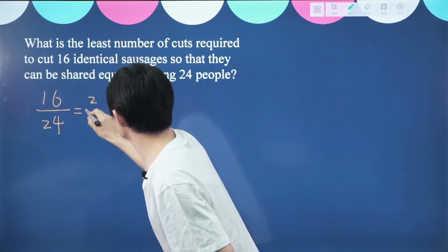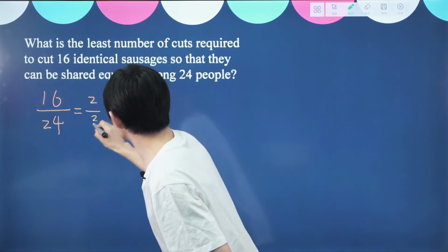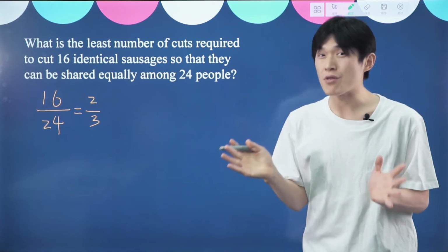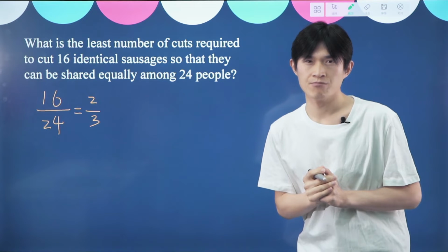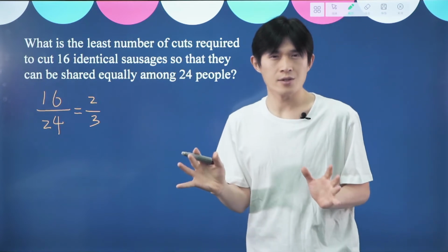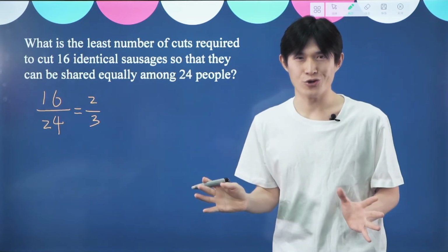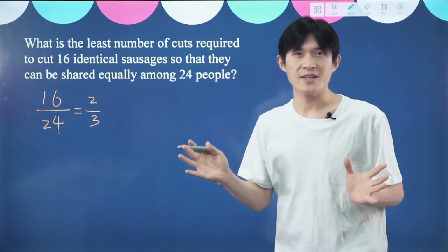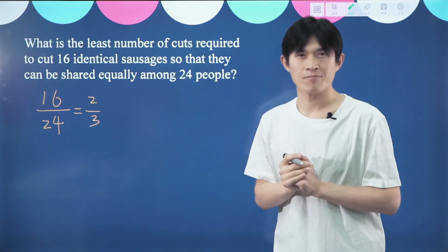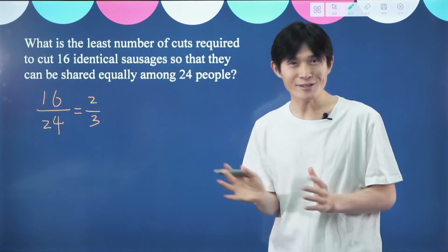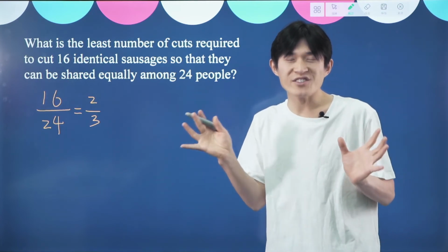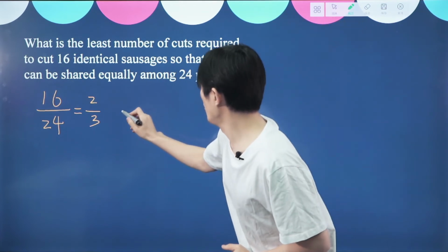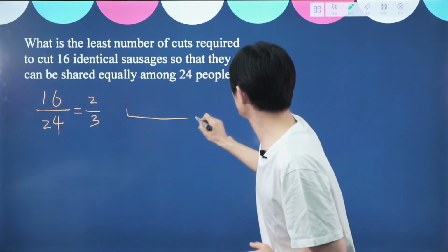We try to use the simplest fraction to express it. So we have 2/3. So each person will have 2/3 of the sausages. That means no one gets one whole sausage. So we know that at least there will be 16 cuts. And then let's cut the sausage. We can use one sausage to represent the whole sausage because they are identical. So here we go. We draw a sausage here.